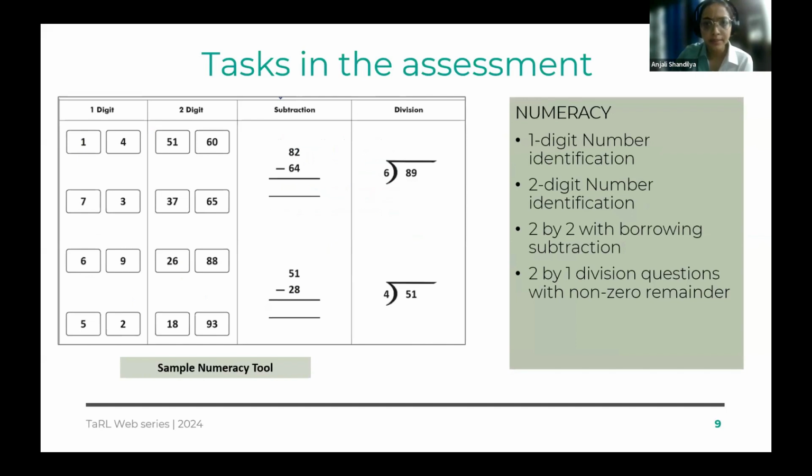We see the numeracy tool with similar understanding. This is our sample numeracy tool. It covers 1-digit number identification, 2-digit number identification, 2x2 subtraction question with borrowing aspect, and lastly, 2x1 division question with non-zero remainder.